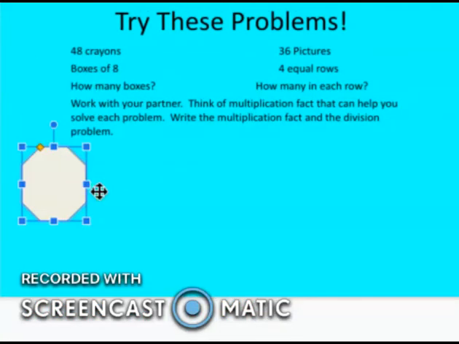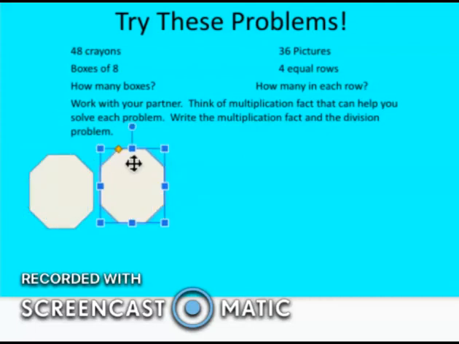So what I'm going to do is grab this shape that's 8 sides. So I'm just going to count the sides for my 8. So there's 8 here. Then I'm going to put another one. There's 8 more. Those of you that passed your 2s know that 2 times 8 is 16. So the sides represent 16.